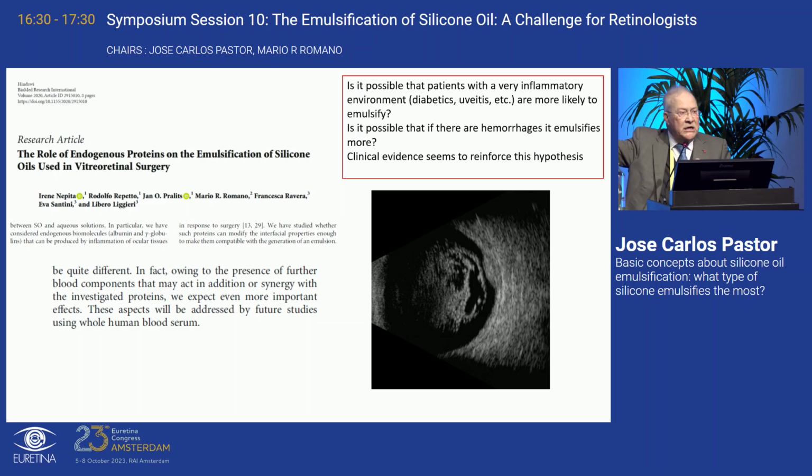For example, that one. We have proteins inside of the eye. Even more, if there is inflammation, there are more proteins. If you have blood in the eye, you have more proteins. So probably these proteins may influence the rate of emulsification, even with the same viscosity, even with the same residence time. So the question is, is it possible that patients with an inflammatory environment, like diabetics or young patients with uveitis, are more likely to emulsify? My experience says yes, but we need scientific data.